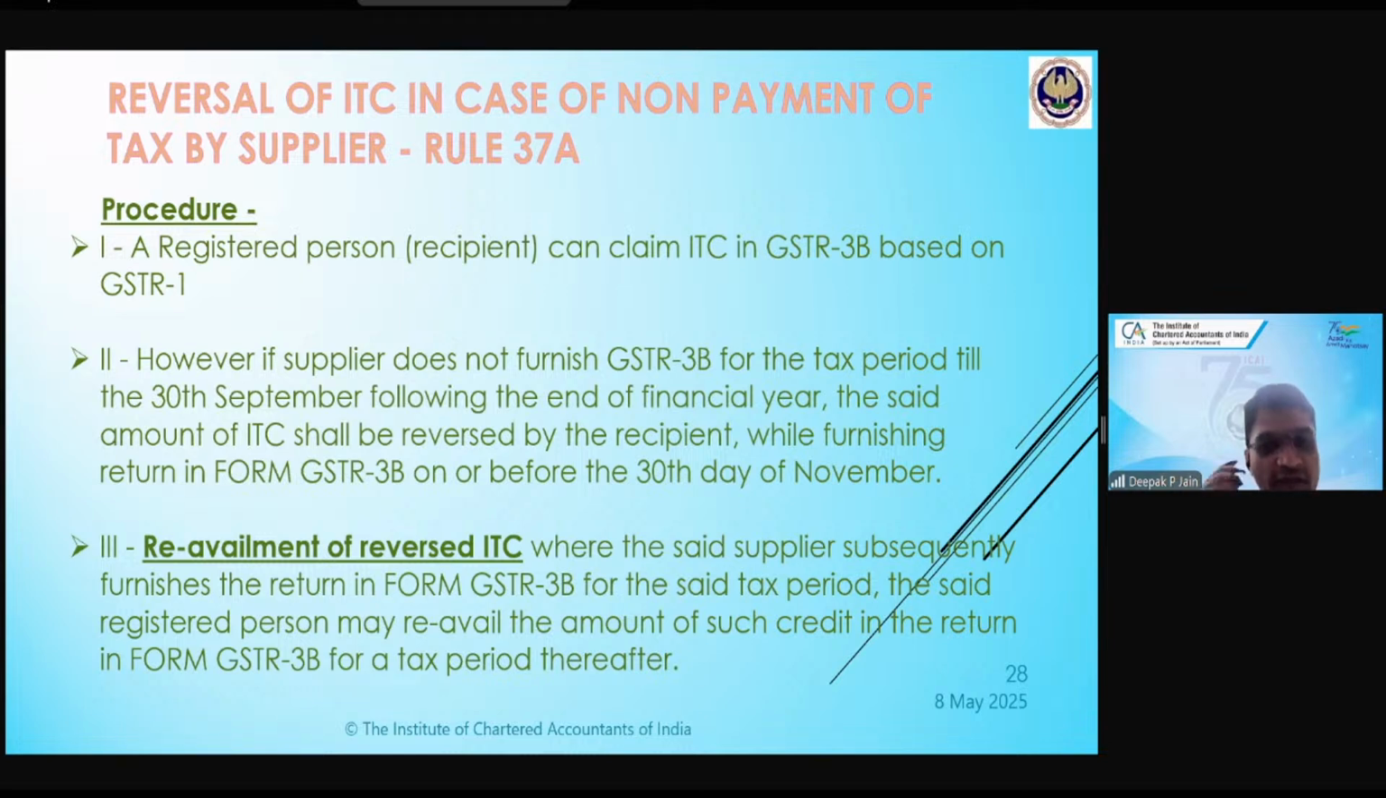So please explain the fifth condition, exception, third point. This one, re-availment. Re-availment says that once you have availed the credit and reversed it, and then the supplier has filed the return, say it is filed late after September, whenever he filed it, whatever you have reversed, you can reclaim it. That is on the fifth condition.